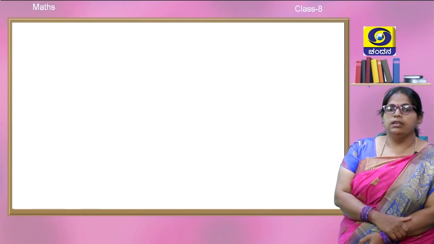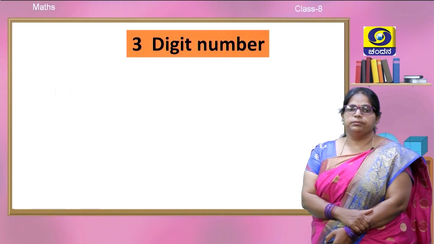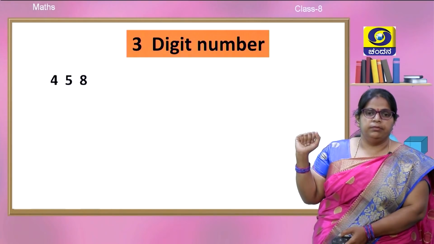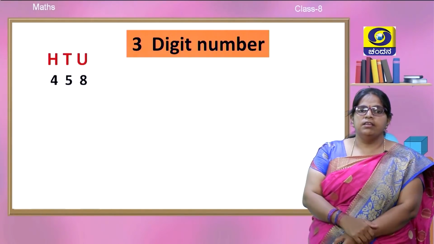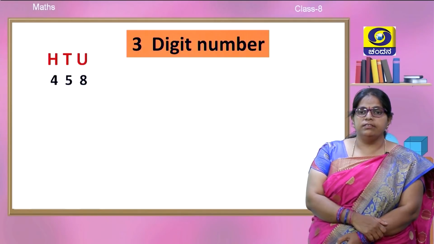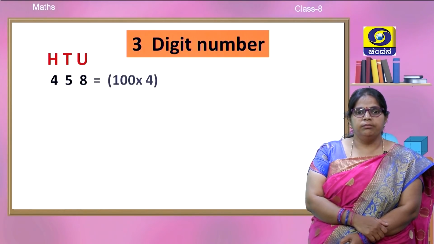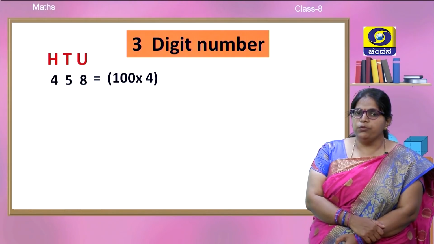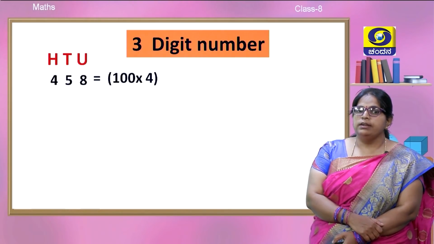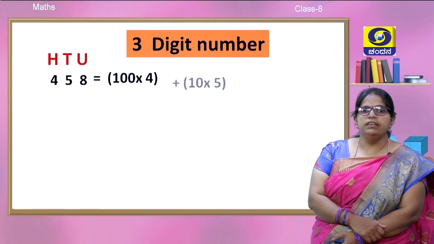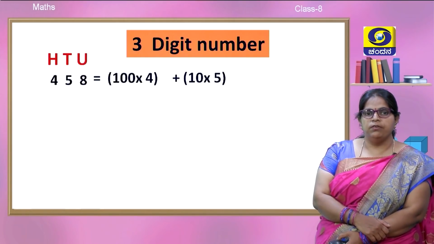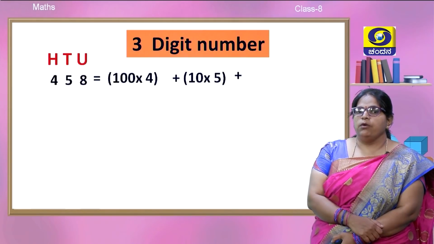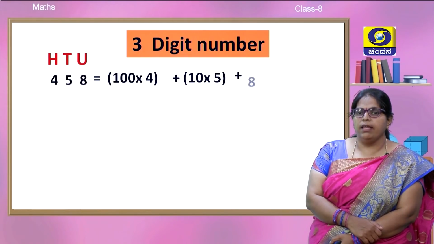Let us take a 3-digit number, 458. Mark the places. Units, tens, hundreds. Expand it. Yes, children. Hundreds place you have 4. It is equal to 100 into 4. Tens place you have 5. It is equal to 10 into 5. And units place you have 8, plus 1 into 8, that is 8.